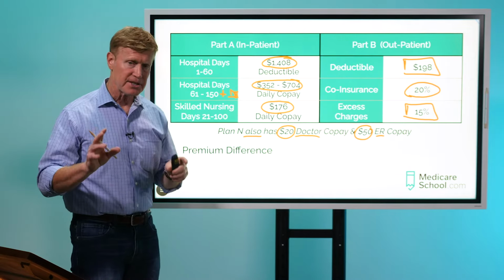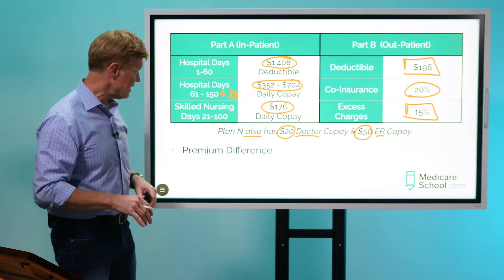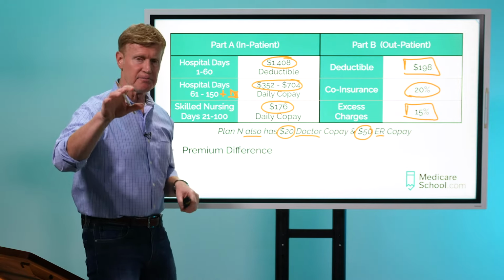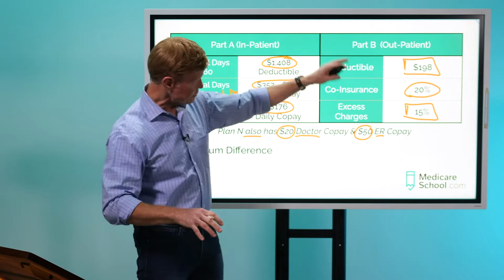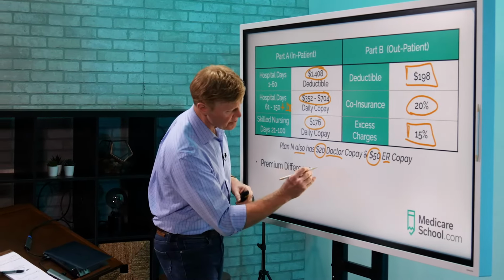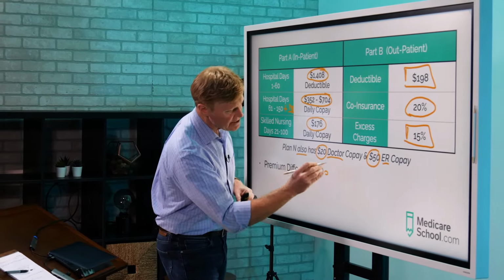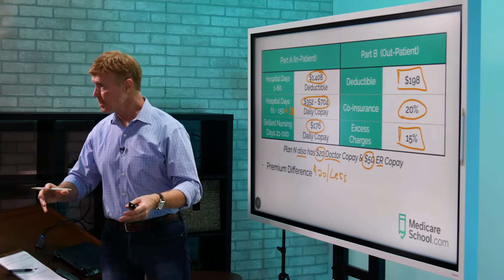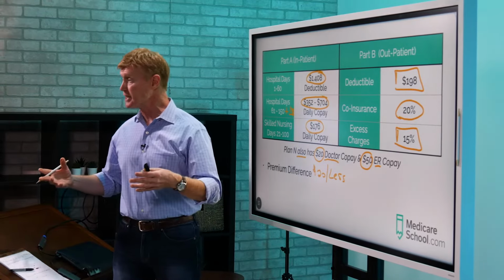All right, so let me just talk now about the differences as well. Number one, there will definitely be a premium difference. You're gonna see that the N plan is gonna be a little bit lower. Why? Because you took on a little bit more of the risk. And that typically in most markets throughout the country is gonna be about $20 less premium on the N plan versus the G plan. All right, so you're gonna save about $240.